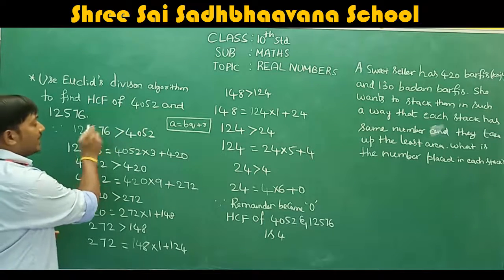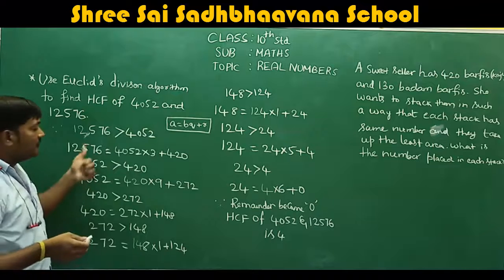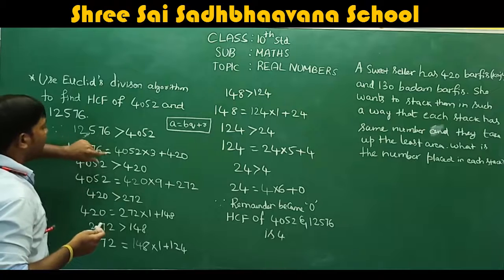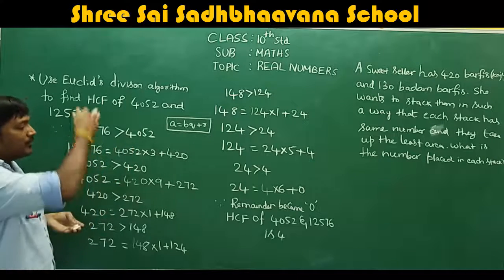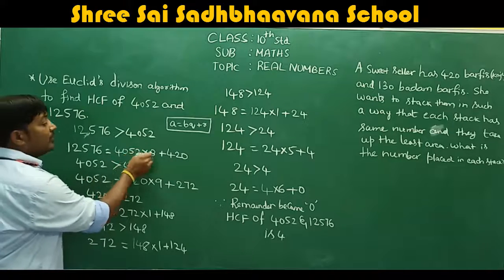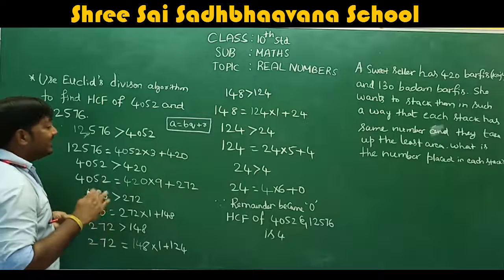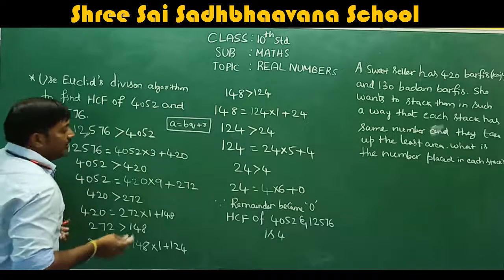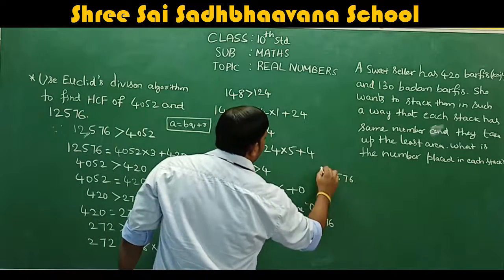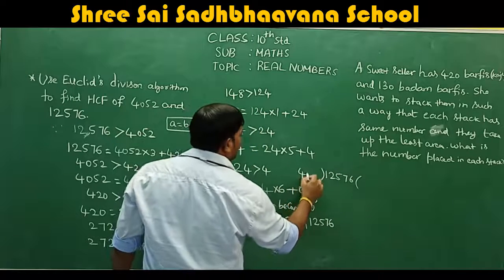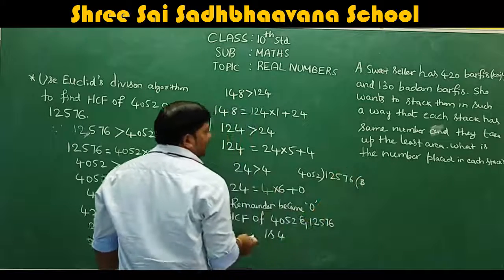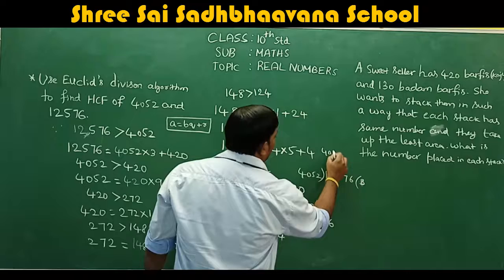Correct. So if this number is greater, we have to convert it into the form A is equal to BQ plus R. For that, this should be taken as A, the dividend. So 12576, how many times does 4052 go into it? I didn't do the division part here, I'm just explaining. If you divide 12576 with 4052, 3 times it will go. So what is 3 times? You will get 4052 into 3.